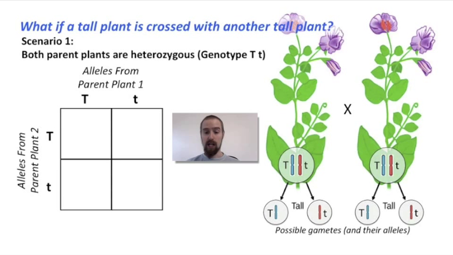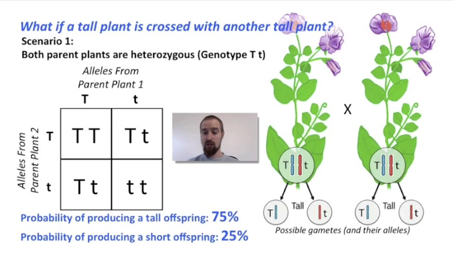In this grid, we can see all the possible combinations of these alleles. One possible combination results in seeds that are homozygous dominant, containing two tall alleles. One possible combination results in seeds that are homozygous recessive, containing two short alleles. Two possible combinations result in seeds that are heterozygous, containing one dominant tall allele and one recessive short allele.